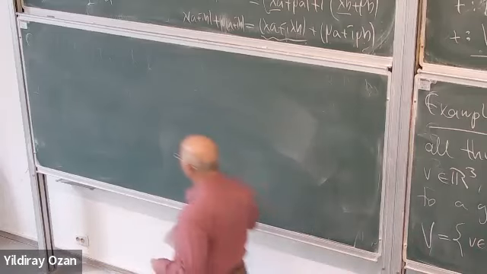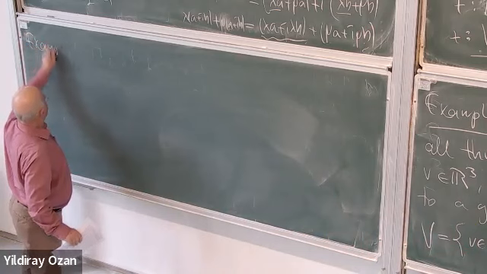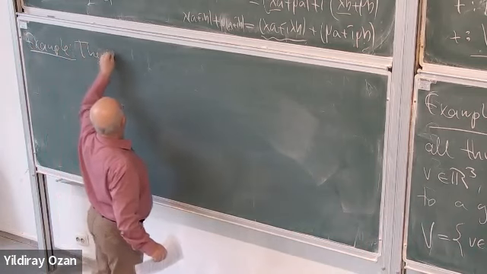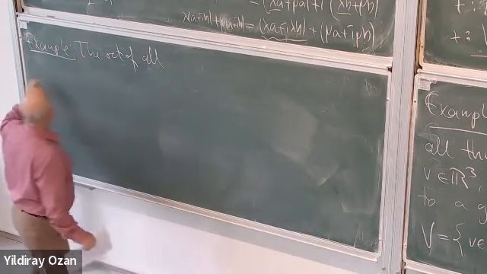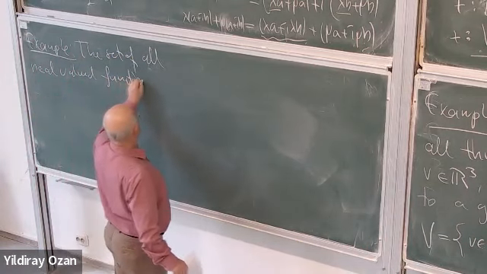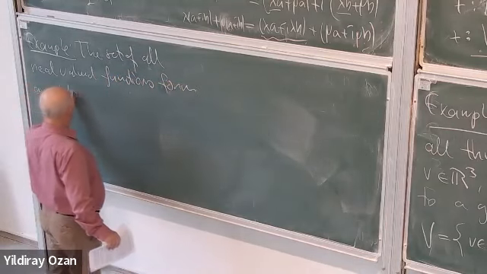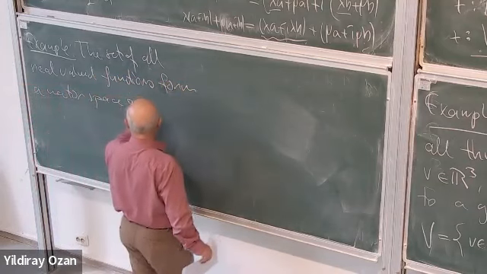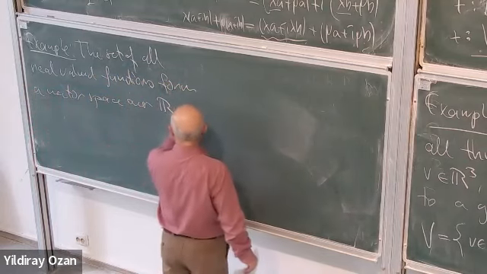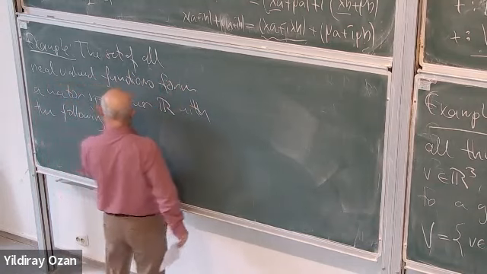Another example. So our third example. The set of all real valued functions formed a vector space over R with the following operation.